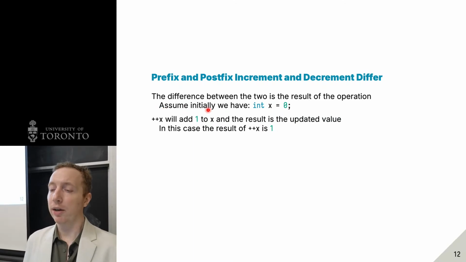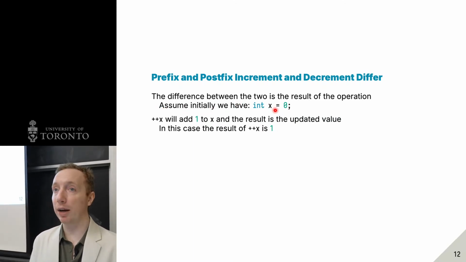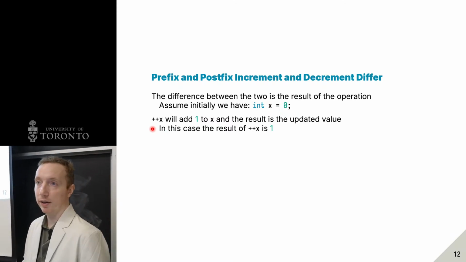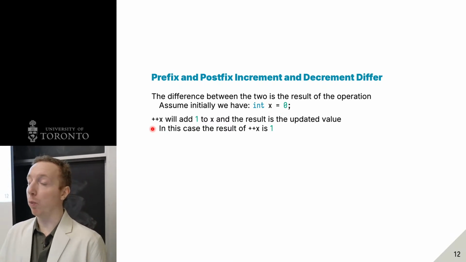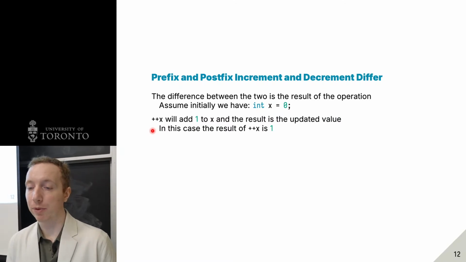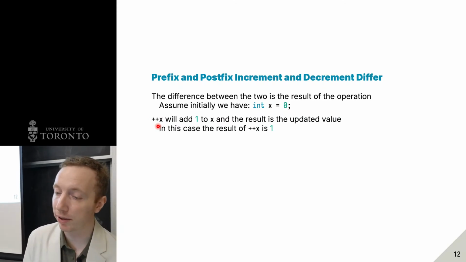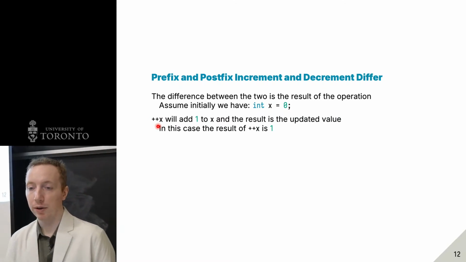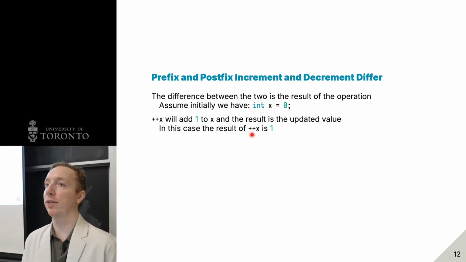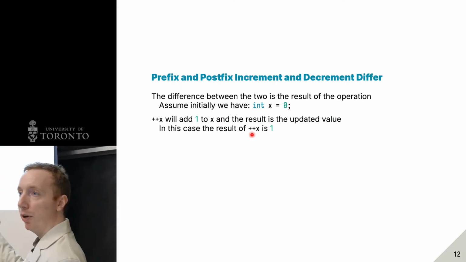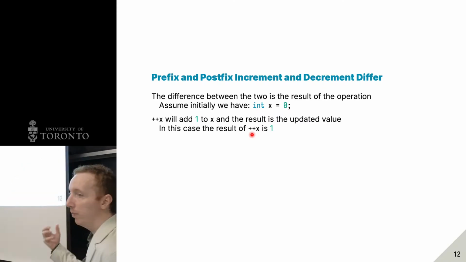Initially, assume I have the variable x equal to 0. If I do plus plus x, it will actually add 1 to x, and the result of this expression, this is technically an expression, plus plus x, is the updated value. So the result of plus plus x is the value 1. It was originally 0. If I add 1 to it, it becomes 1. So its new value is 1.